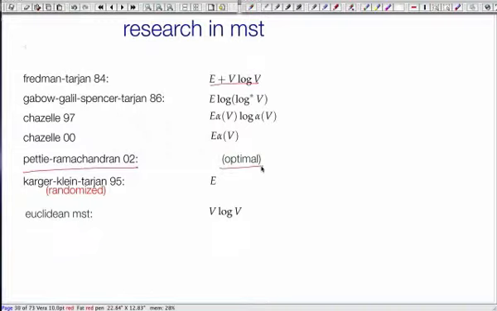The number of edges in the minimum spanning tree is always V minus 1, but for the input graph, you don't know which ones are part of the MST, so the input is E.